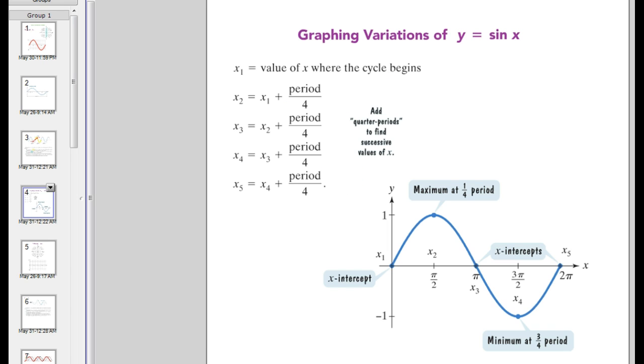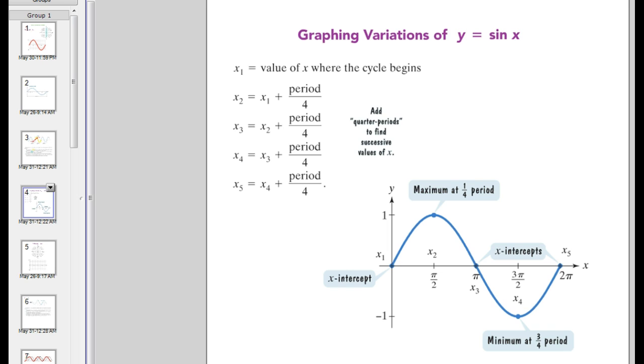Alright, one of the big things that you're going to do in this section and the first part of your project for the semester is going to be variations of the sine or cosine functions, typically sine. You'll see why in just a little bit that we typically just use sine.